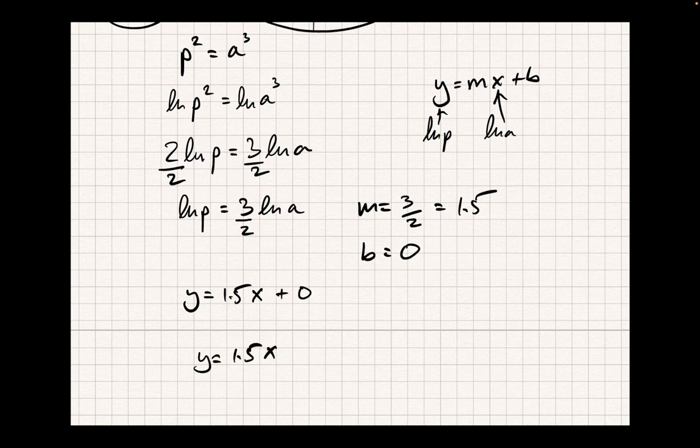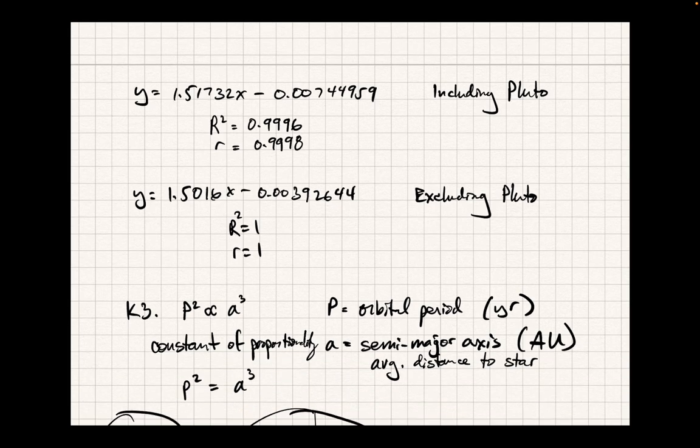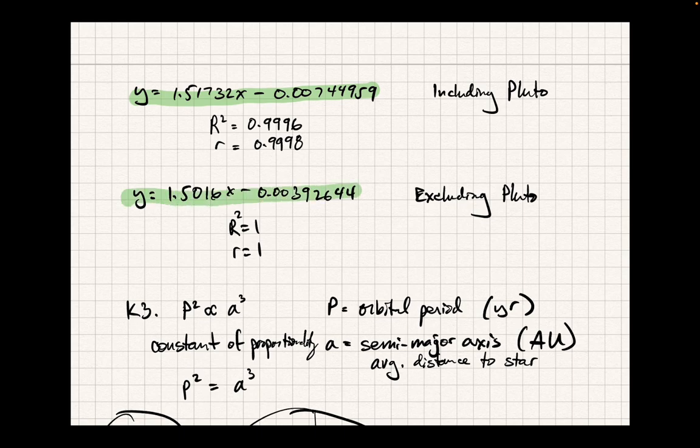this is Kepler's third law. If our data were perfect, how does this compare to how we did? This is with Pluto's data. It's about 1.5, and it's about plus 0. It's a little off from that. This is even better data, excluding Pluto. This is even closer to 1.5 and even closer to 0.